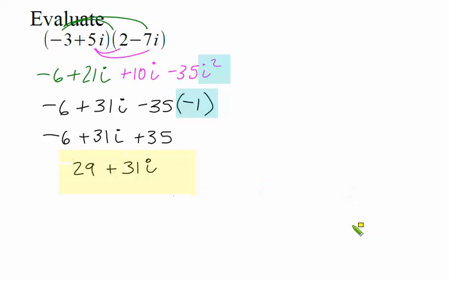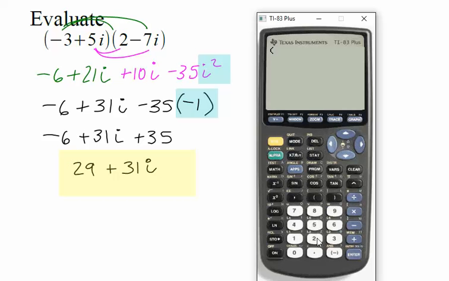That should be our final answer, but we can always check on the calculator. So in this problem, it's -3 plus 5i times 2 minus 7i. Close our parentheses, hit enter, and there we go.